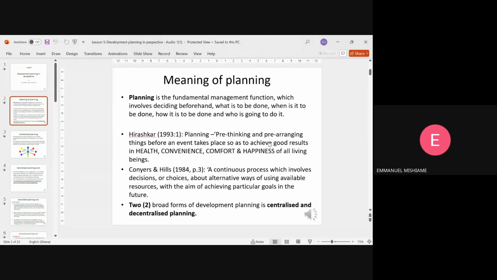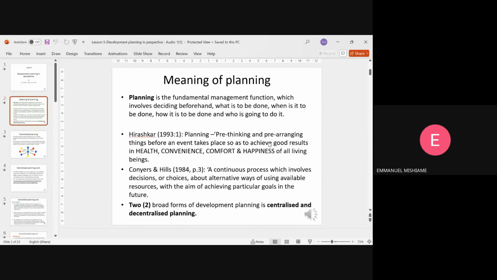Just as we mentioned yesterday that development is a continuous process, it is not a destination, it is the same thing with planning. Planning is not a destination. It's not a final product. It is a continuous process because by the time you get to the end, you would have learned certain things that would inform your next line of action. And so the cycle continues again. But generally it is just about decisions or choices about doing diverse things to achieve a particular goal.